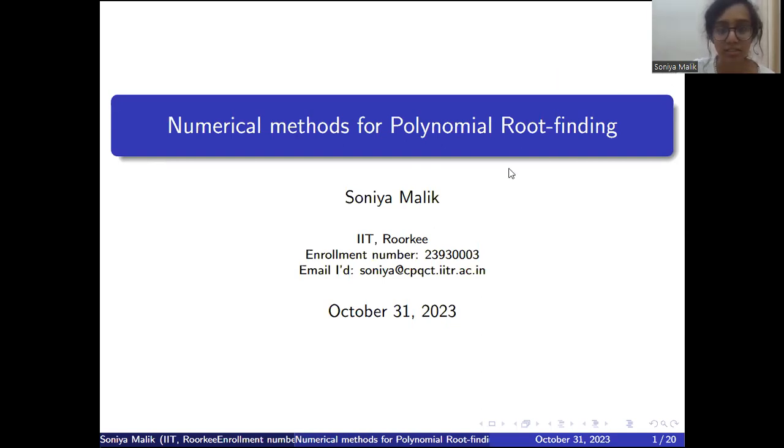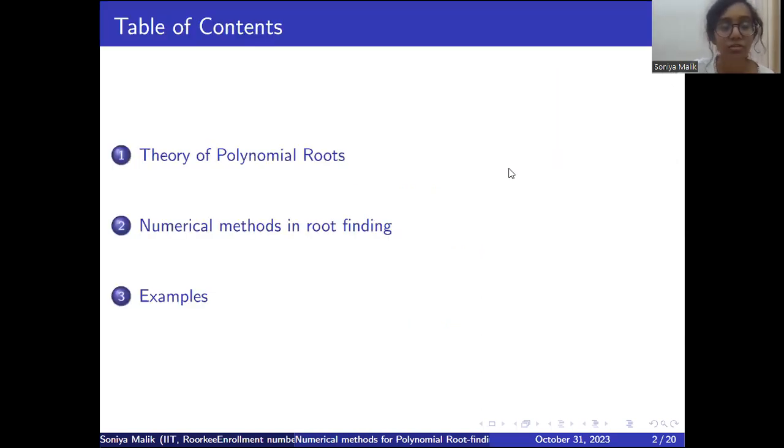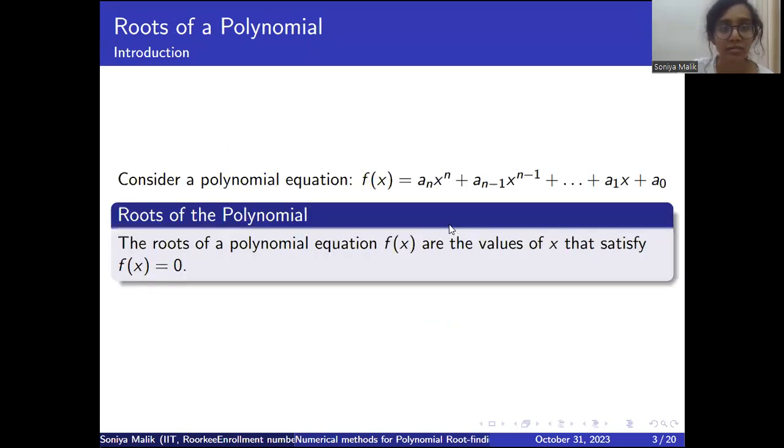So in this presentation, we will be covering topics like the theory of polynomial roots. Then we will discuss some numerical methods in root finding, and then we will see their MATLAB code and some examples to solve the polynomial. And first of all, what is the root of a polynomial?